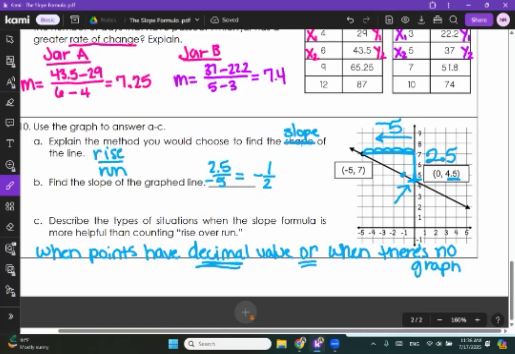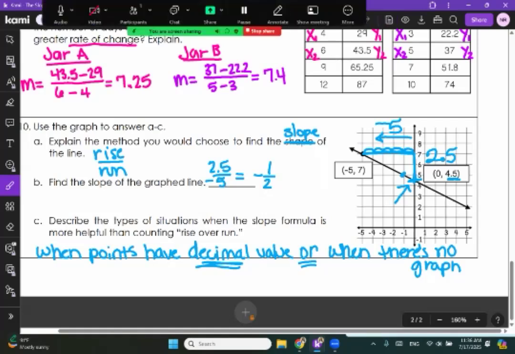Or pick another point that actually works for you. Okay. All right, your turn to practice.